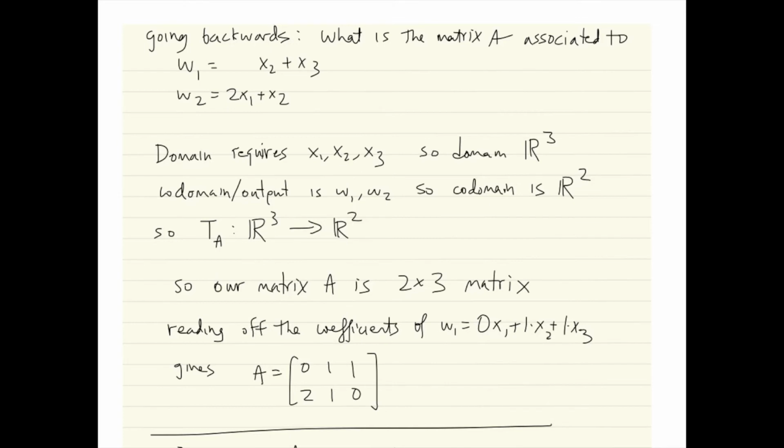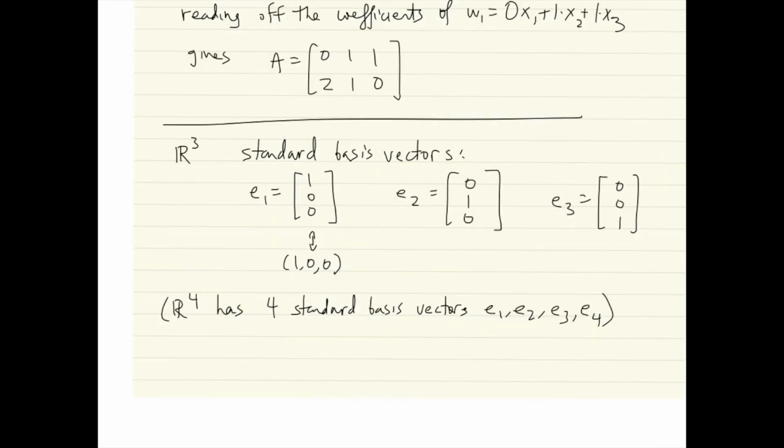There's a couple of ways to do this. One is if you kind of stare at what's going on, you see that the coefficients of W1 are 0, 1, 1, and so that's the first row. Coefficients of W2 are 2, 1, and there's a 0 on the x3, so that's the second row. You can also find the answer using what are called the standard basis vectors, and we'll see these throughout the course. So here's an example involving R3.